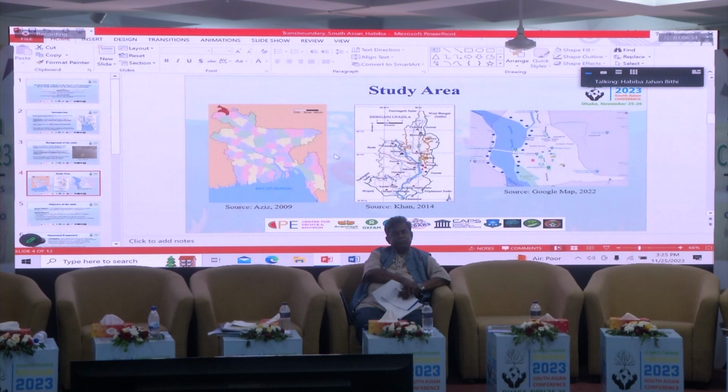After that, you can see the study area of my research. This is in Pilpiganj, Panchgor, Bangladesh, on the bank of the river corridor, which is one of the transboundary rivers. We selected this study area because of its proximity and availability.